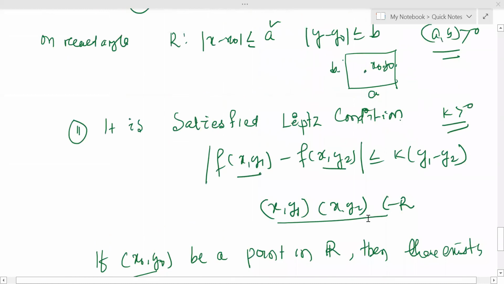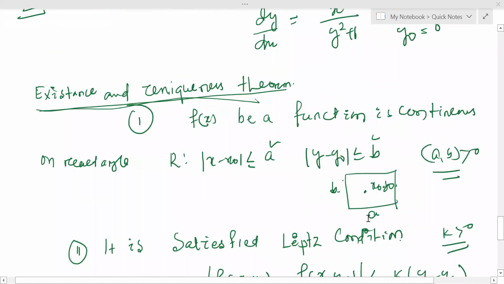So this is called the existence theorem, the existence and uniqueness theorem. There are two conditions here. First condition, f(x) is a function which is continuous.